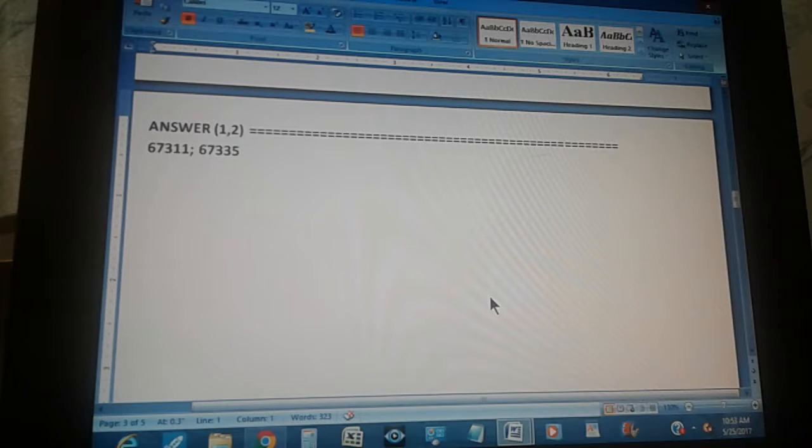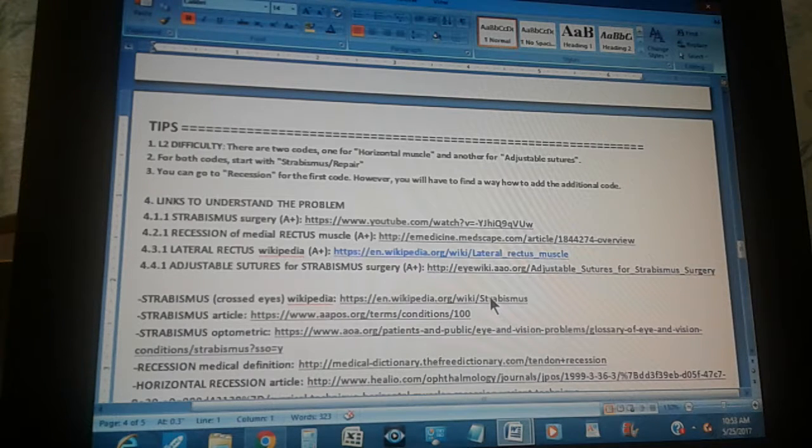Okay, the answer is 67311 and 67335. Did you get that? If you got it, congratulations. If you didn't get it, let's give you the tips. First tip. Level 2 difficulty. There are 2 codes, one for horizontal muscle and another for adjustable sutures. Right, the one is for horizontal muscle recession.